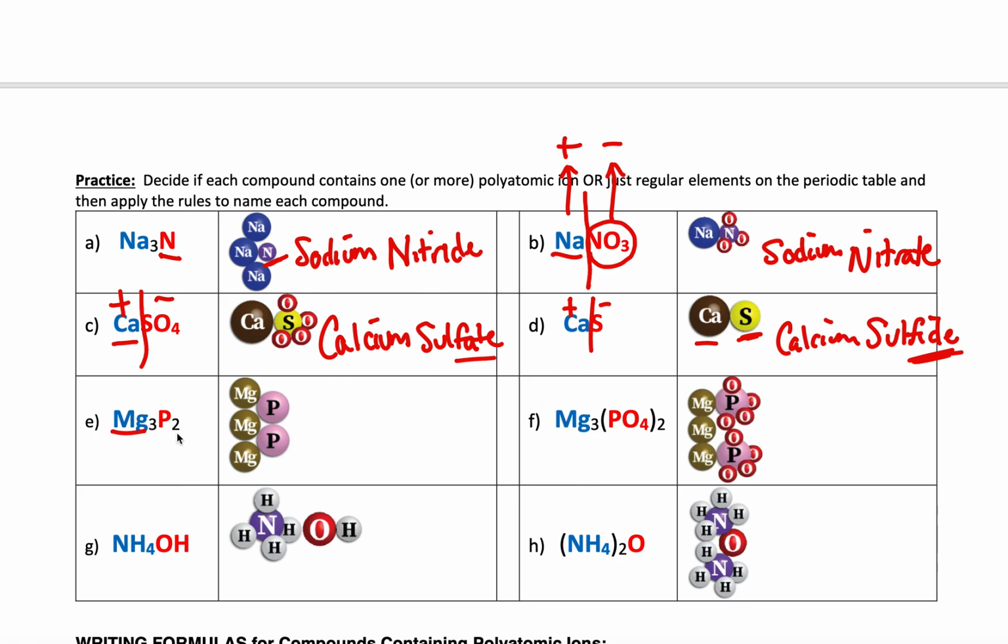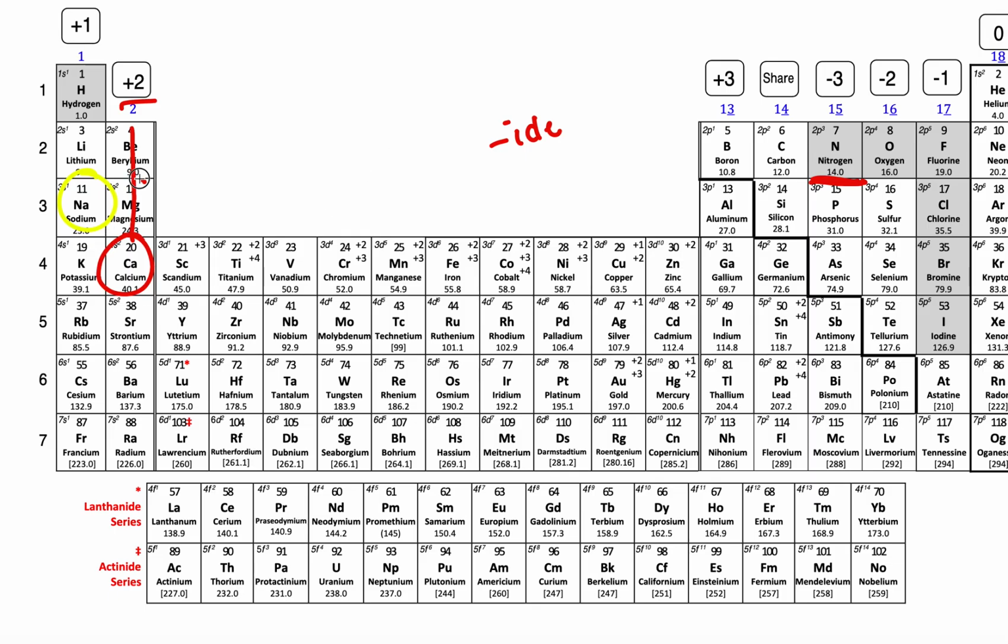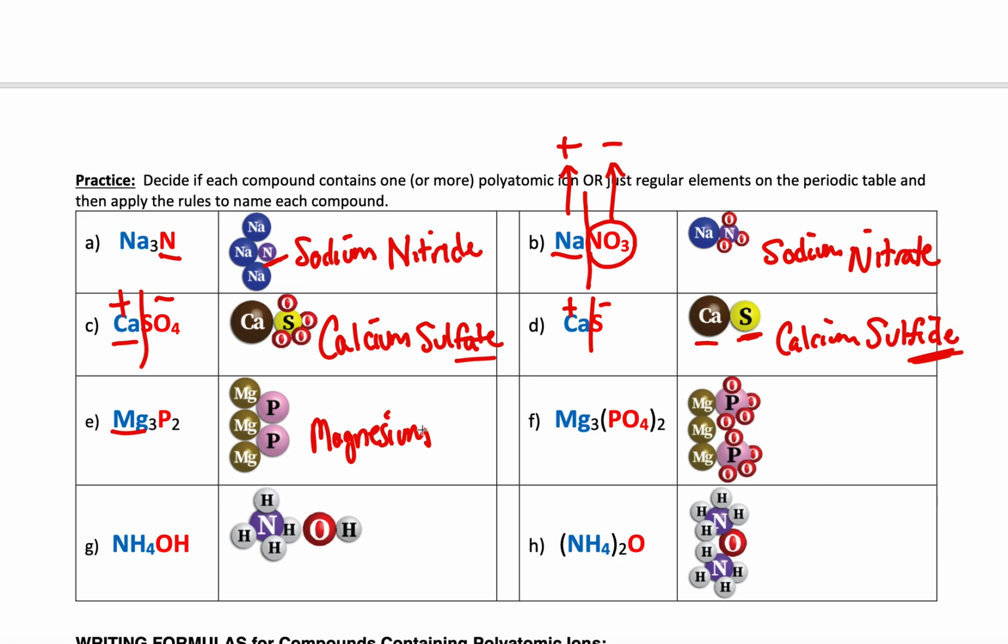All right, the next one. We got Mg. Yeah, there's 3 of them, but it doesn't matter. We just write magnesium. And we take a peek at our periodic table to see if magnesium is one of these crazy guys. Magnesium is not. It only makes a +2 charge. It doesn't have more than 1 charge in there. So we don't have to worry about Roman numerals.